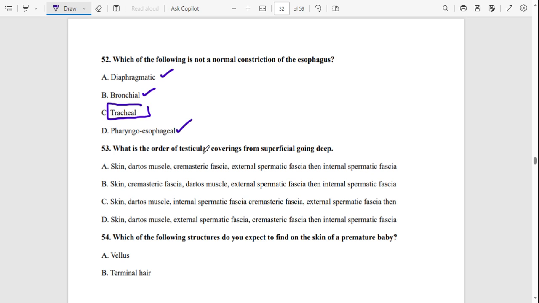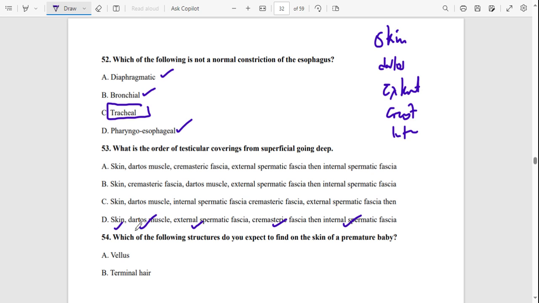What is the order of testicular coverings from the superficial going deep? Now about the coverings of the testis, the superficial most is the skin. After the skin, you are going to have the dartos muscle, and then after that you're going to have the external spermatic fascia. After the external spermatic fascia, you're going to have the cremasteric fascia and then the internal spermatic fascia. So which one is that? Skin, dartos muscle, external spermatic, cremasteric, internal spermatic.